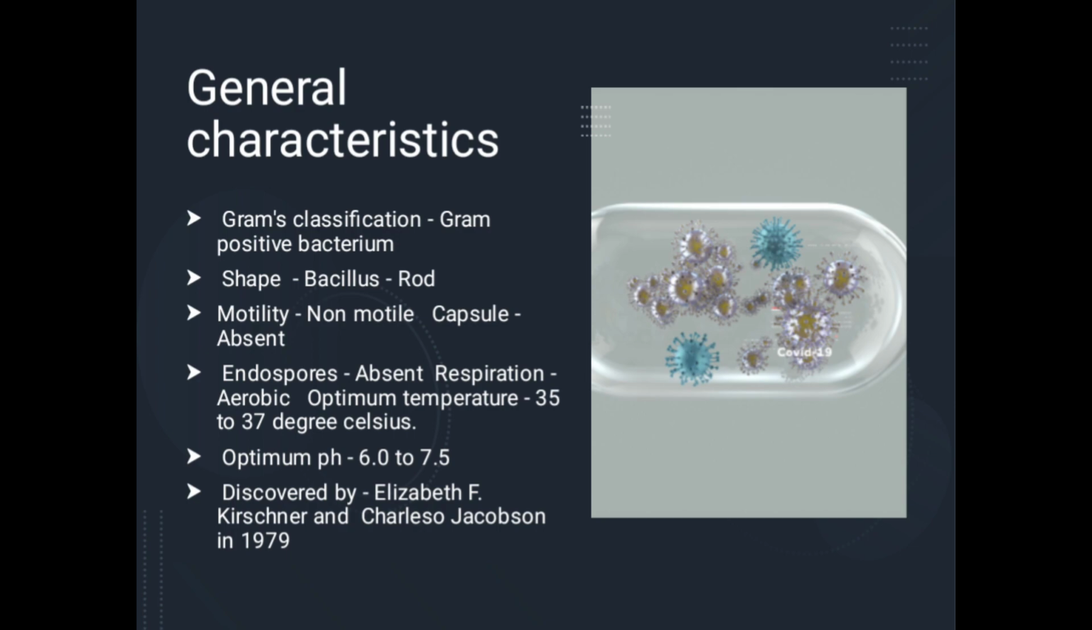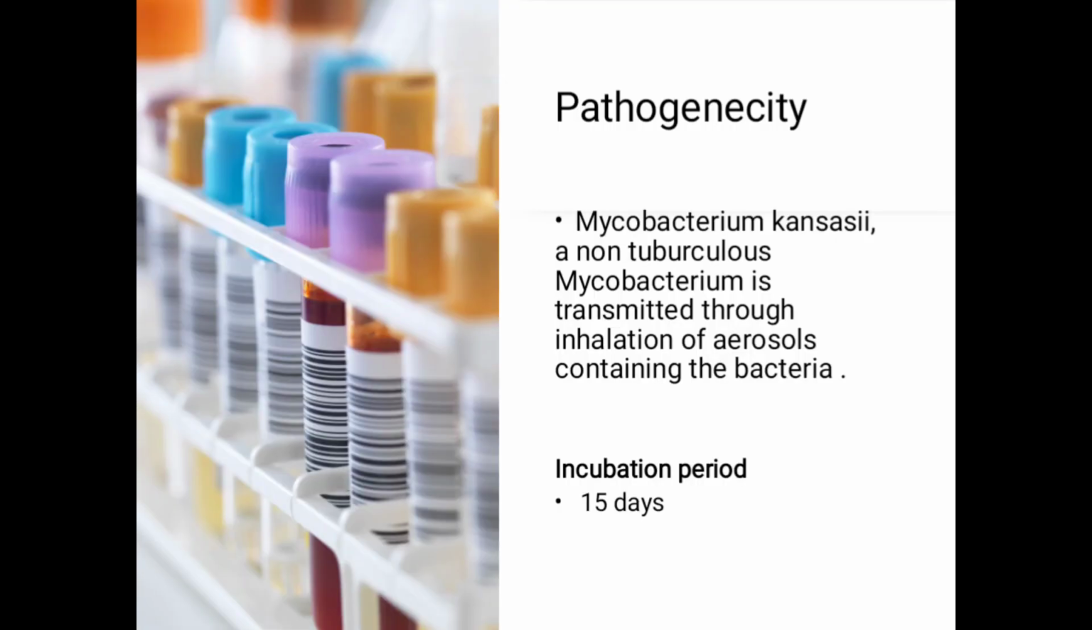Motility is non-motile. Capsules are absent in Mycobacterium kansasii. Endospores are absent. Its mode of respiration is aerobic. Optimum temperature is 35 to 37 degrees Celsius. Optimum pH is 6 to 7.5. This bacterium was discovered by Elizabeth and Charles O. Jacobson in 1979.